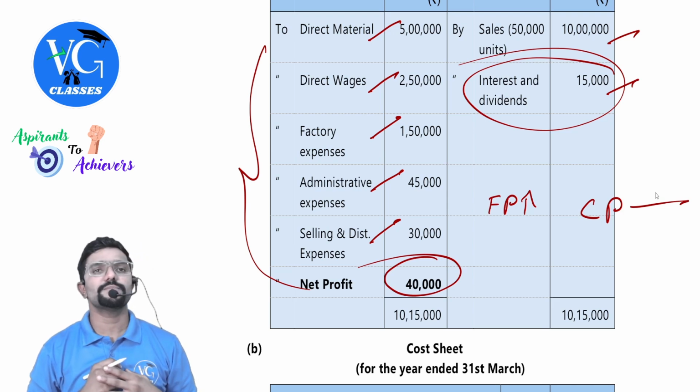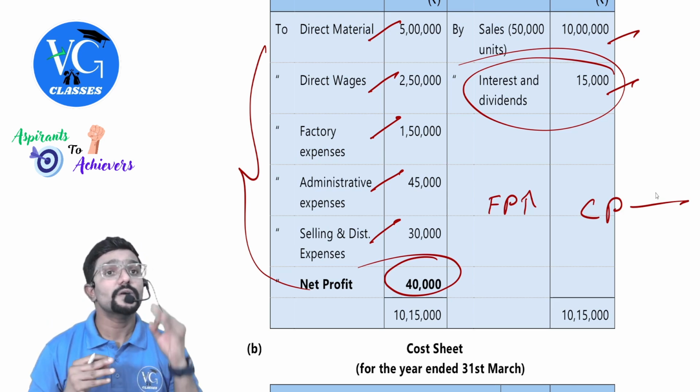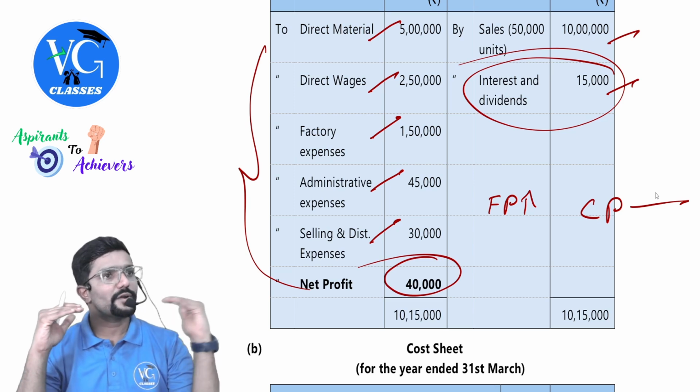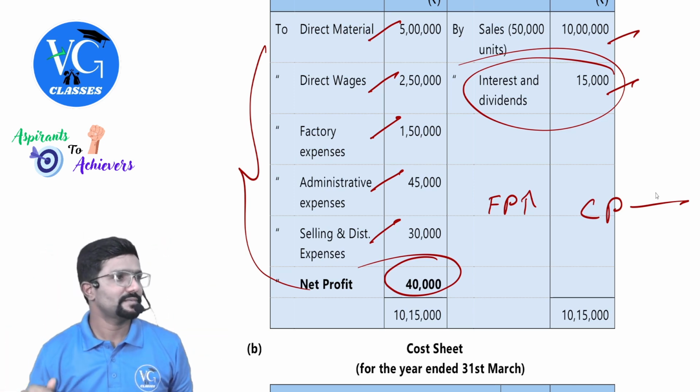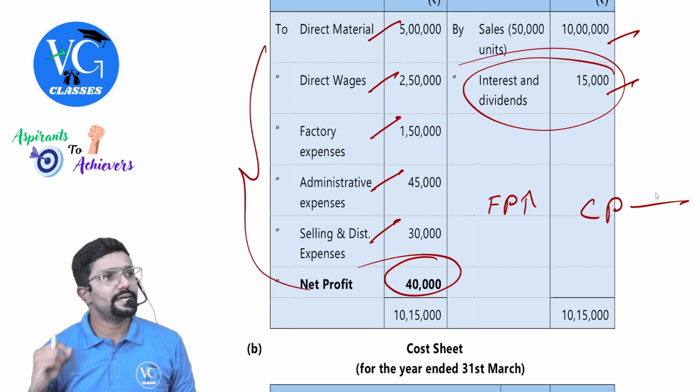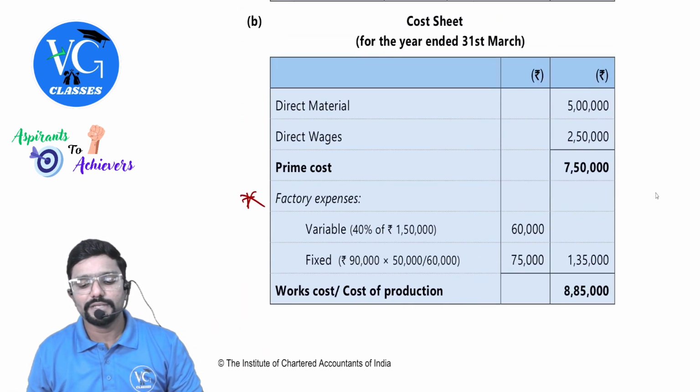Now I'm starting with costing profit. Any adjustment I can make is for costing profit. My costing profit is same, whereas my financial profit has gone up. What will I do now? Add interest and dividend expense. Now let us find out the difference amount.